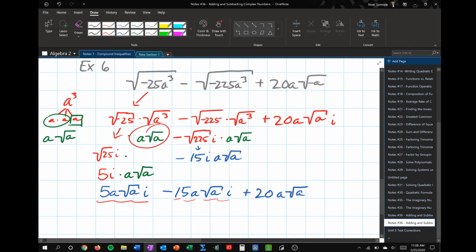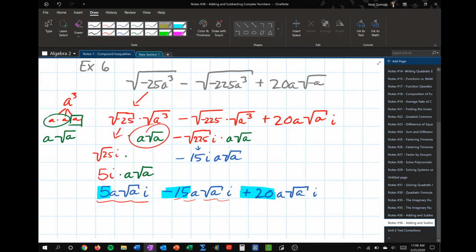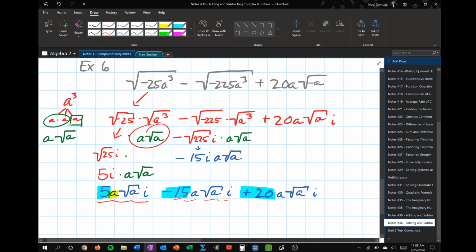20a root a i. Now here's where you identify your coefficients. You have a coefficient of 5, a coefficient of negative 15, and a coefficient of positive 20. You can only combine them if they all have the same components. Do they all have a? Do they all have square root of a? Do they all have i? Let's go through. They all have a, they all have square root of a, and they all have i as well.